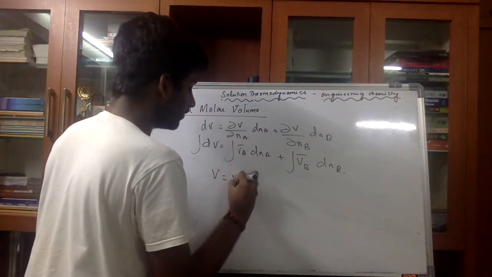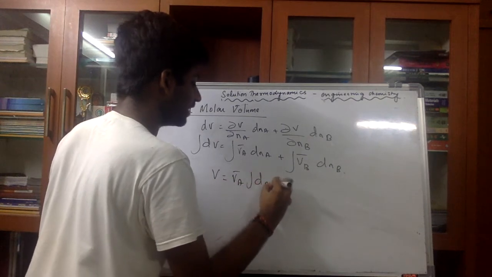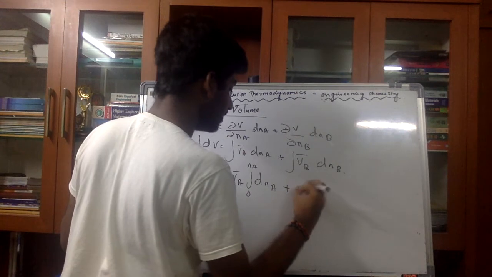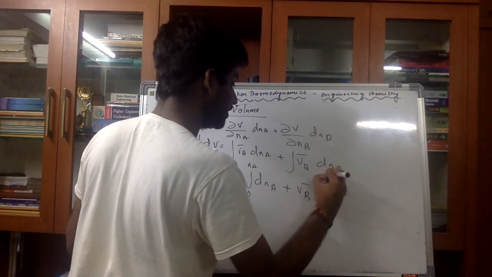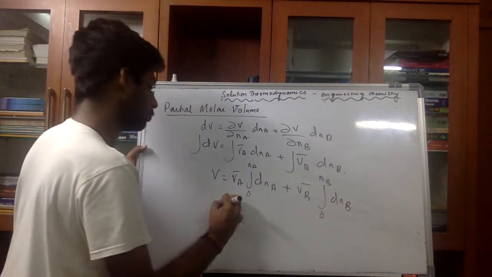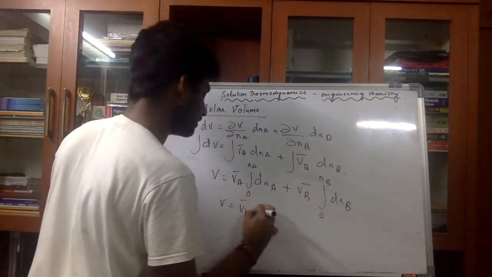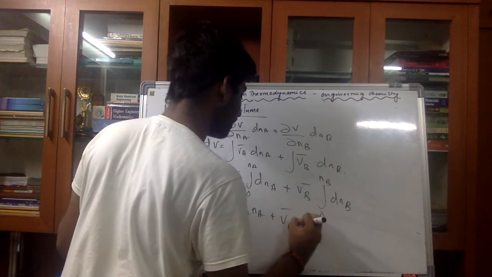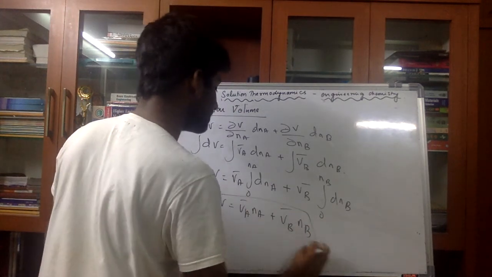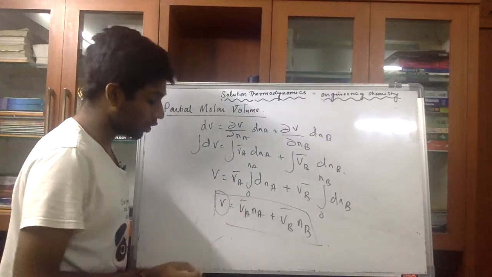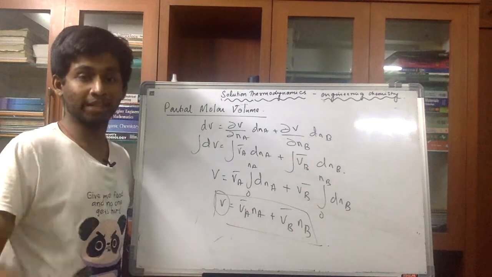Okay, so now VA bar comes out, so now you'll have dNa integral 0 to Na, and then your VB bar also comes out because of the same reason, integral 0 to Nb, and then you'll be having your dNb here. So V is equal to VA bar Na plus VB bar Nb. Okay, this is the actual relation for actual volume and the partial molar volume of a binary solution.